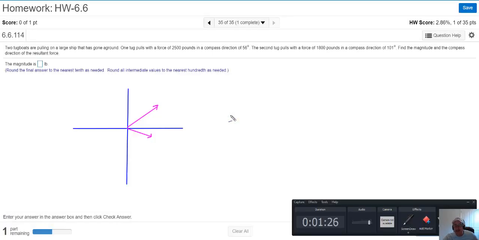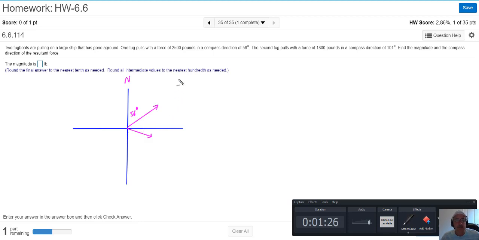All right, for our last application problem, this one says two tugboats are pulling on a large ship that has gone aground. One tug pulls with a force of 2,500 pounds in a compass direction of 56 degrees. Now, if they don't say north something degrees east or south something degrees west, whenever you see one like this, and I think this is good exam review, we did these earlier in the semester, you are going from true north.